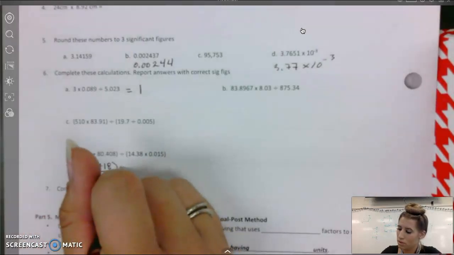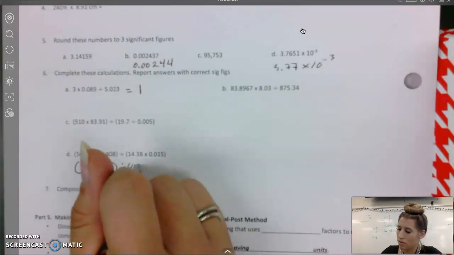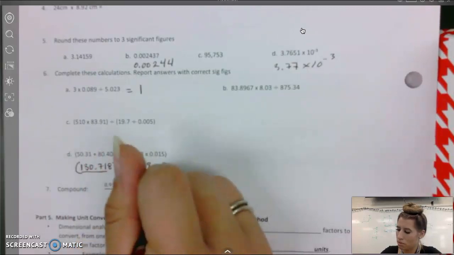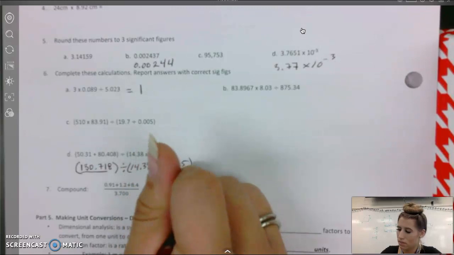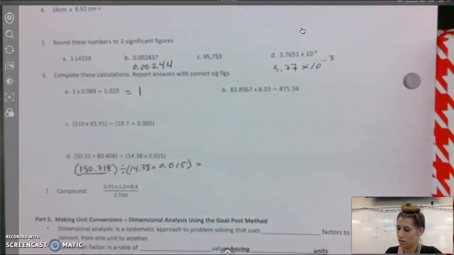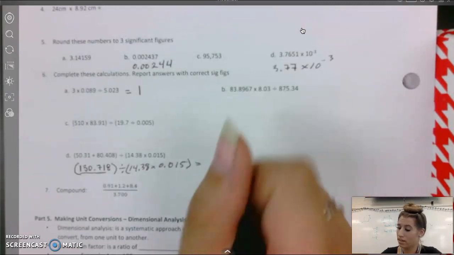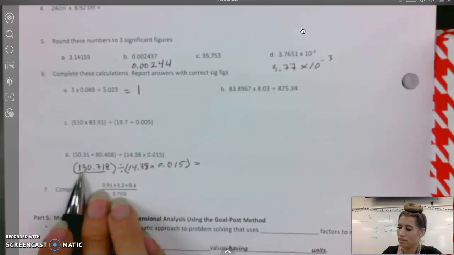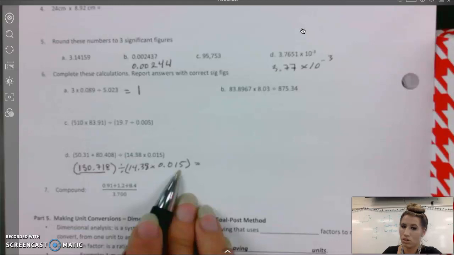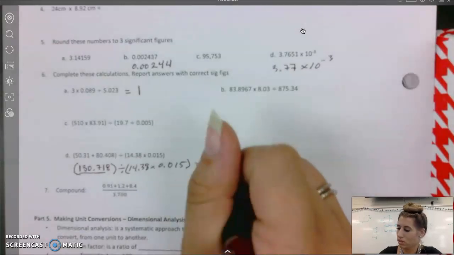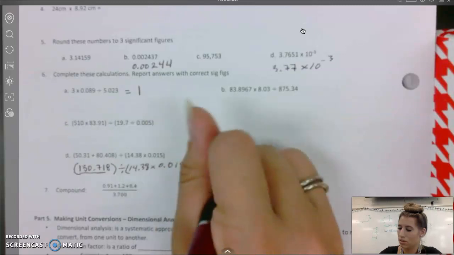Okay, so we'll take that and we'll divide it by 14.38 multiplied by 0.015. Okay. So 14.38 times 0.015, and then I take that number and I multiply it by our 130 value. So my final answer here is 28.1959. I have 5 sig figs, 4 sig figs, 2 sig figs. So my final answer is only going to be 2 significant figures.